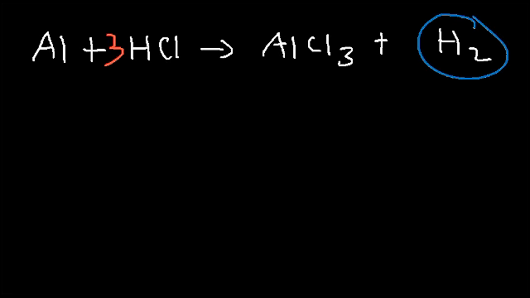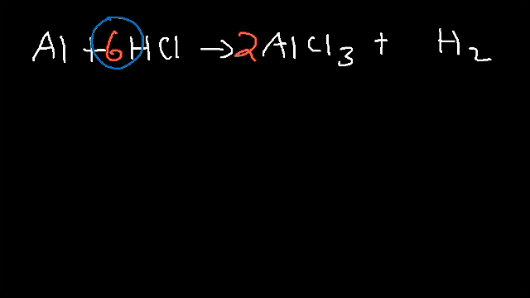Whenever you come across this even-odd situation, you can rectify this by simply multiplying everything by 2. So instead of putting 3 in front of HCl, let's put a 6. So we have 6 chlorine atoms. That means that we need to put a 2 in front of AlCl3, because 6 divided by 3 is 2. So we have 6 chlorine atoms on both sides. Now we have 6 hydrogen atoms on the left, but only 2 on the right. So what number do we need in front of H2?